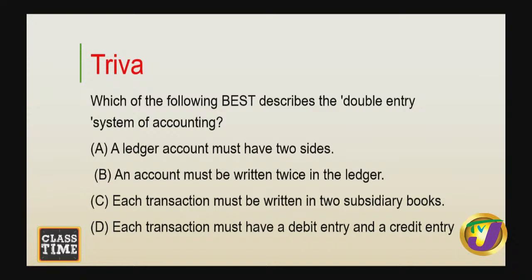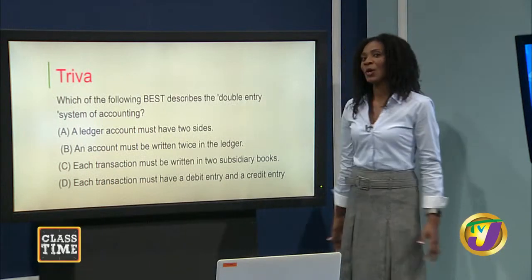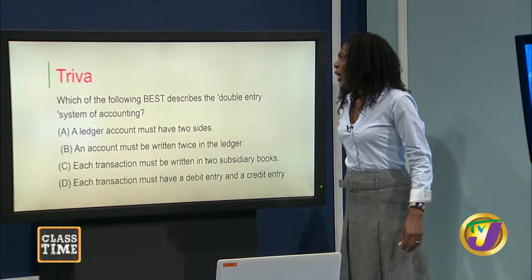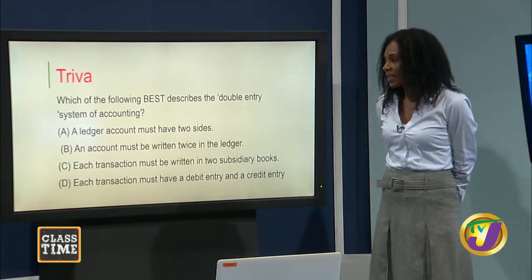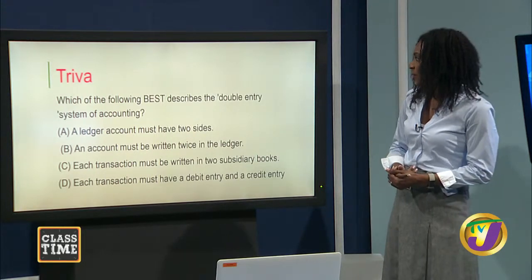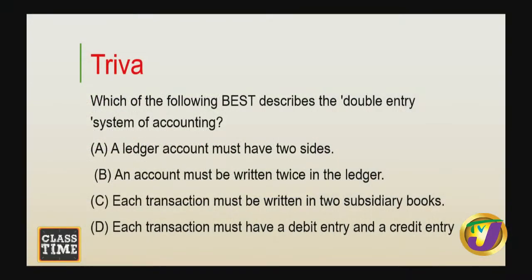All right? Good. Now, before we go a little bit further, I have a trivia for you. Let me see how well you've been listening and learning. Which of the following best describes the double entry system of accounting, students? Is it A, a ledger account must have two sides? B, an account must be written twice in the ledger? C, each transaction must be written in two subsidiary books? D, each transaction must have a debit entry and a credit entry? Think about it. The answer is coming up.